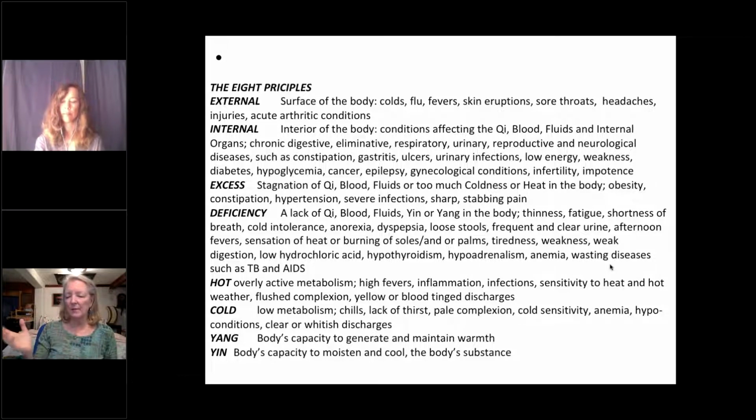All those things we talked about: cold, damp, heat, phlegm, and so forth, yin and yang. And deficiency is a lack of something. It might be in one part of the body. It could be overall in the body. It could be of qi, blood, fluids, essence, or shen.